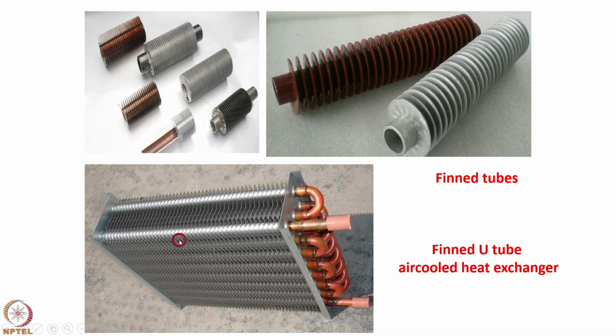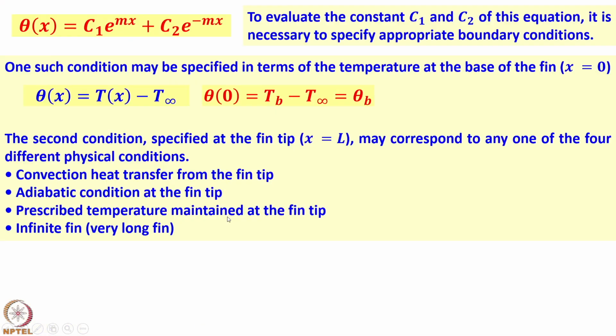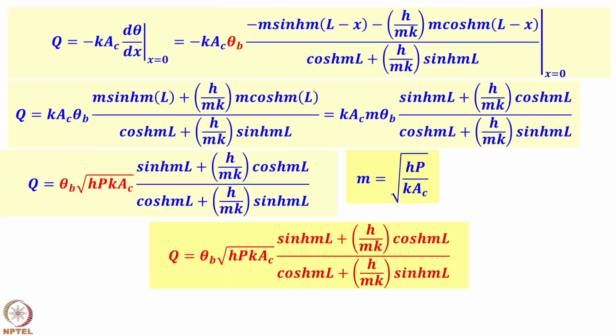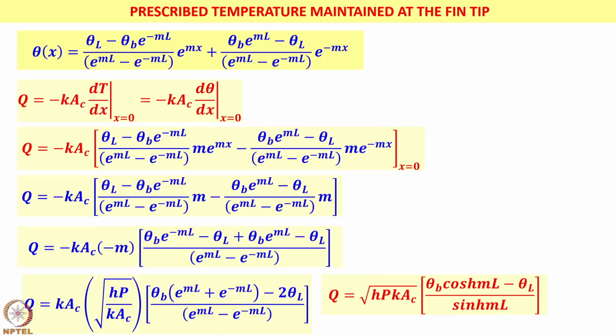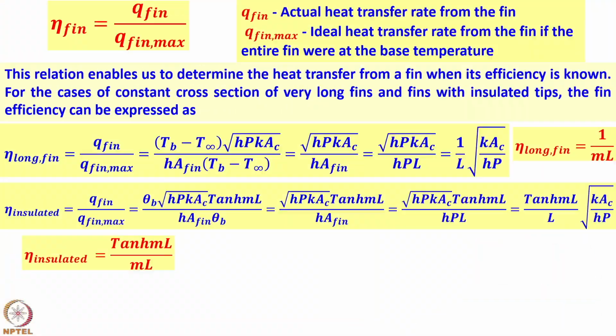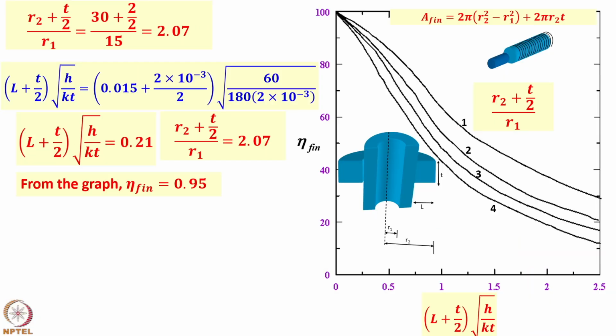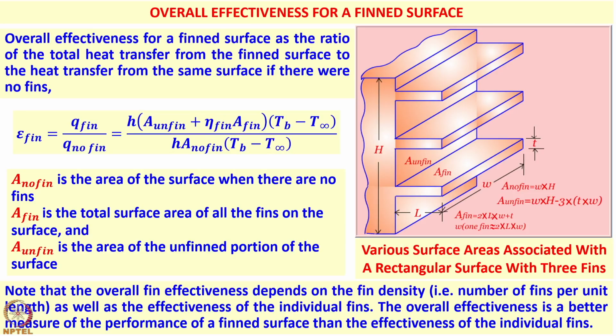So fins are not put inside the tube because the heat transfer coefficient inside the tube is high. So here on the outer surface where the air is flowing, the heat transfer coefficient is less, so fin effectiveness will be large here. That is the reason why we use the fins on the side where the heat transfer coefficient is less. So to understand all of this, let us quickly solve a problem.